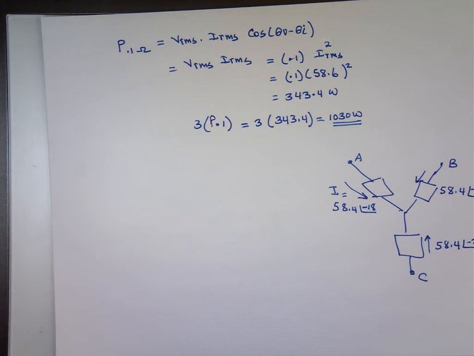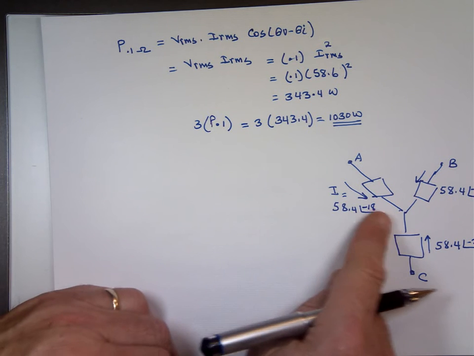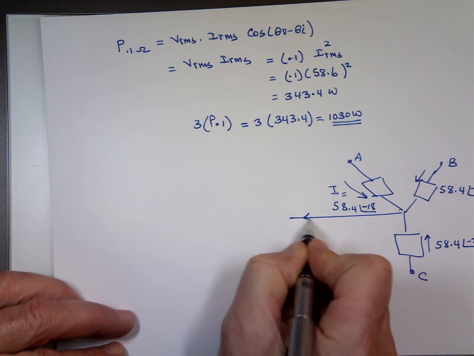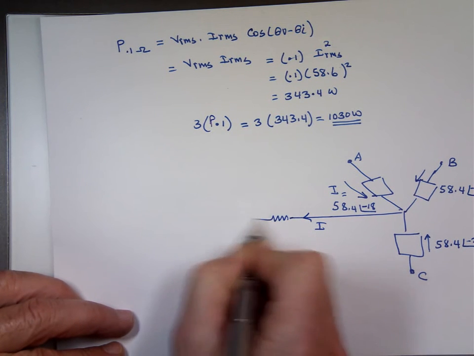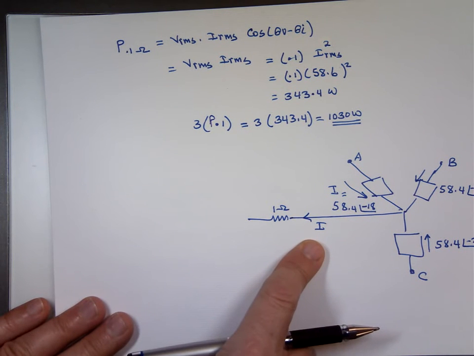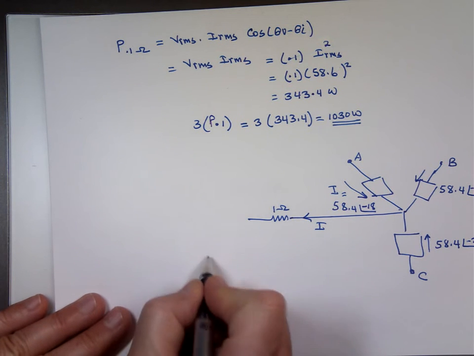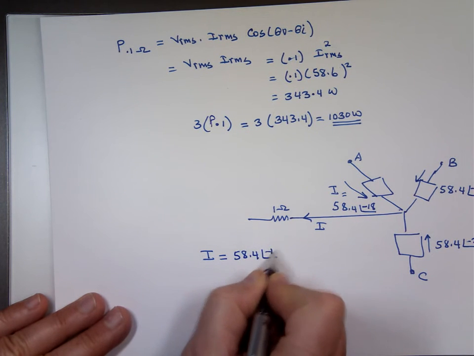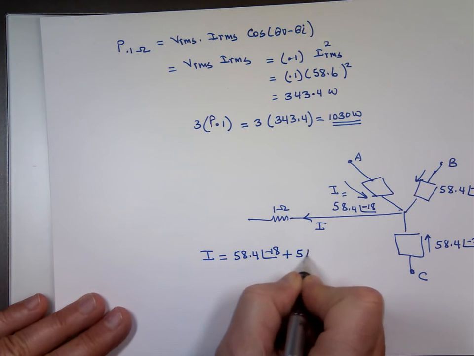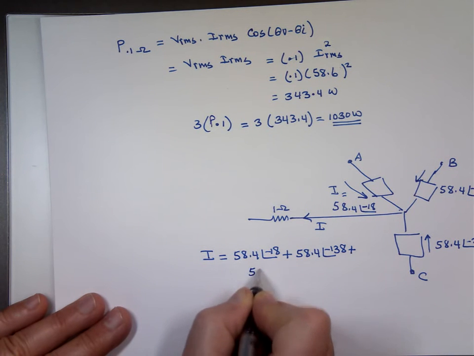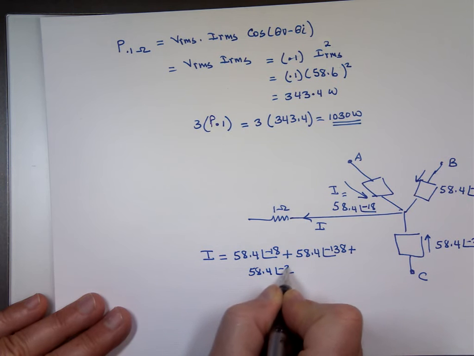So you've got this current, it's balanced. You've got this current coming, and that current going. Where are they going to go? That's this current, and there's the 1 ohm resistor. Let's find out what I is for this one. Well, that's KCL: the sum of the current entering the node equals the sum of the current leaving that node. So I will have to be 58.4 angle negative 18 plus 58.4 angle negative 138 plus 58.4 angle negative 258. Let's add them all and see what that current is.